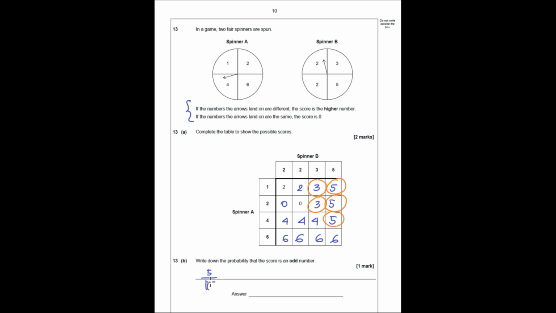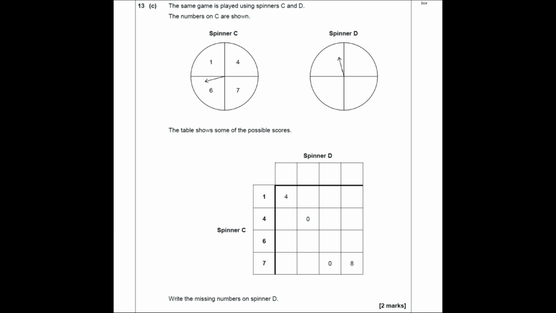5 over 16. So that is the probability to have odd numbers on the scores. The same game is played using spinners C and D. The numbers on C are shown. So I think we are using the same rules here. Now the table shows the possible scores.